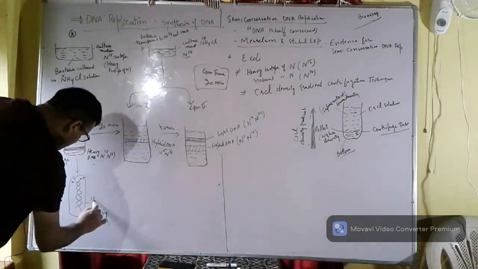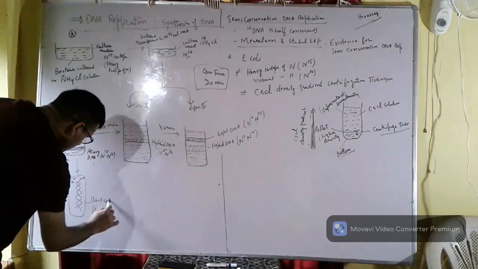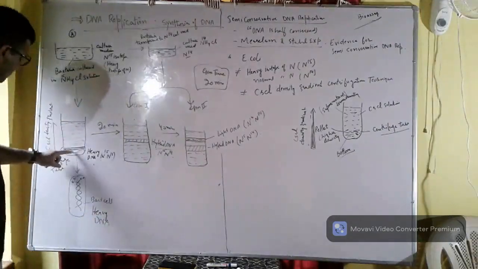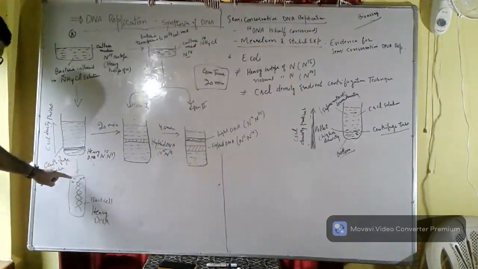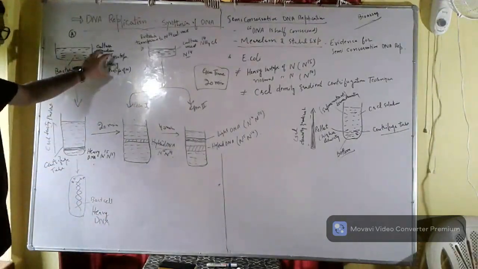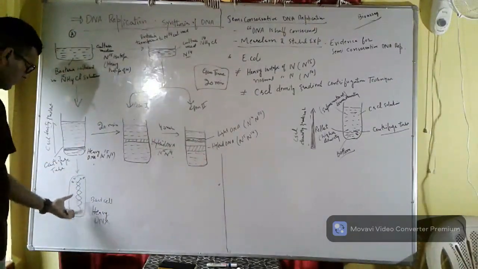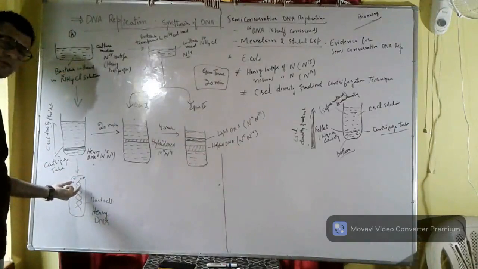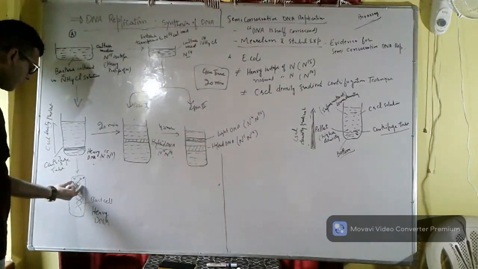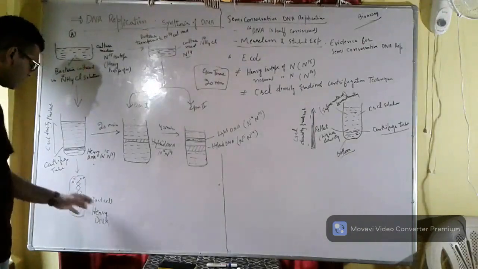This is a bacterial cell. We have cultured this bacteria in heavy isotope of nitrogen. So the bacterial cell would have two strands. Both strands are having N15 isotope of nitrogen, and it is called heavy DNA.